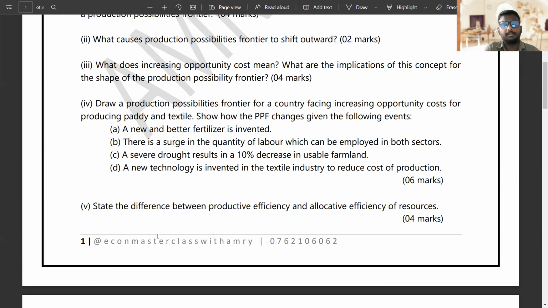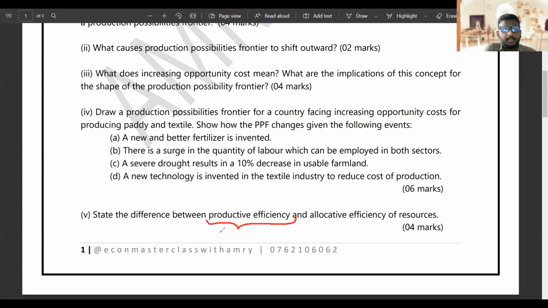And to achieve productive efficiency, there are pretty much 2 conditions. What are those 2 conditions? Full employment and full production. These 2 should be achieved for productive efficiency to be achieved. And since we are talking about differences, you can also say this productive efficiency is presented all along the PPC curve. Any point on the PPC shows productive efficiency.